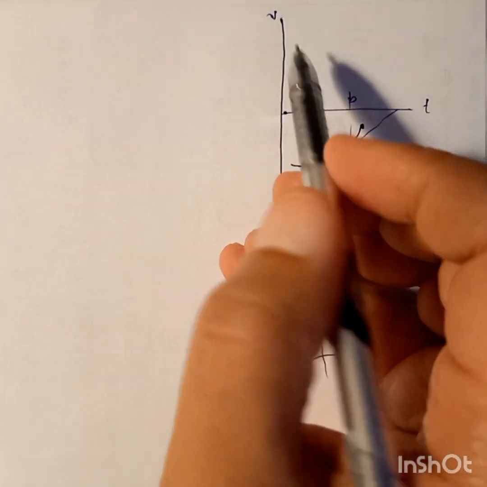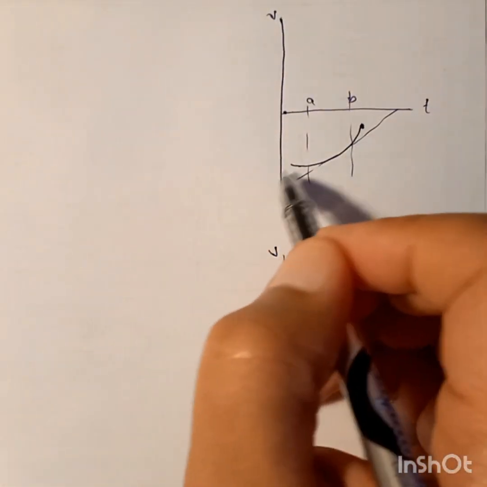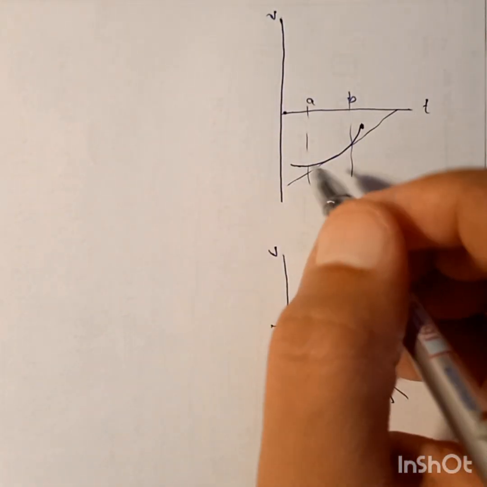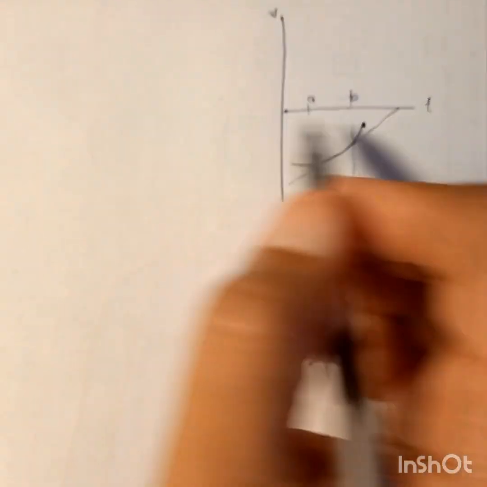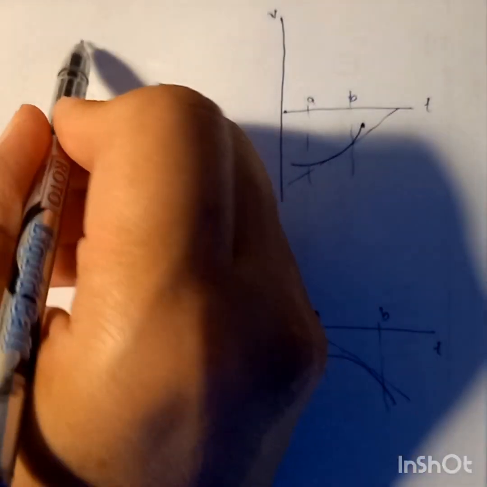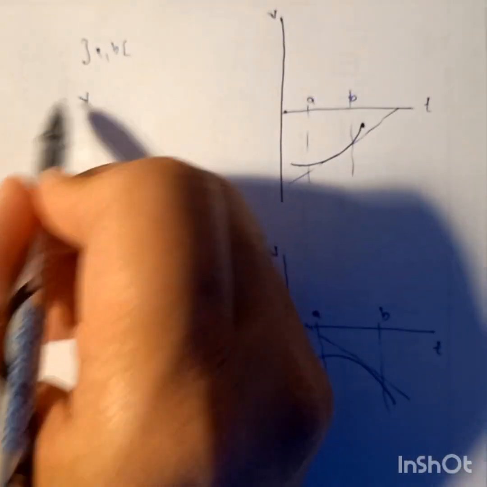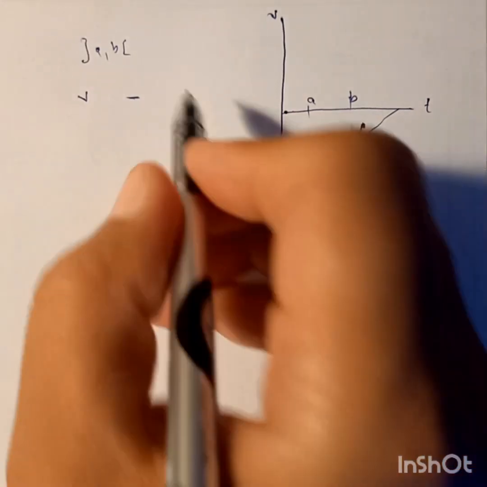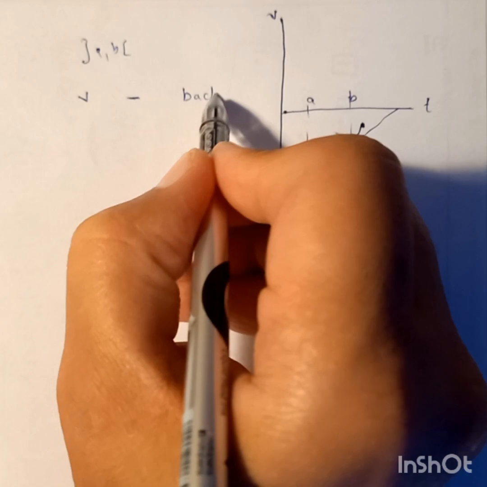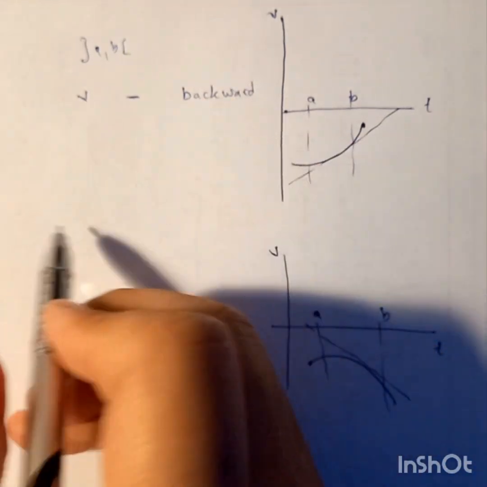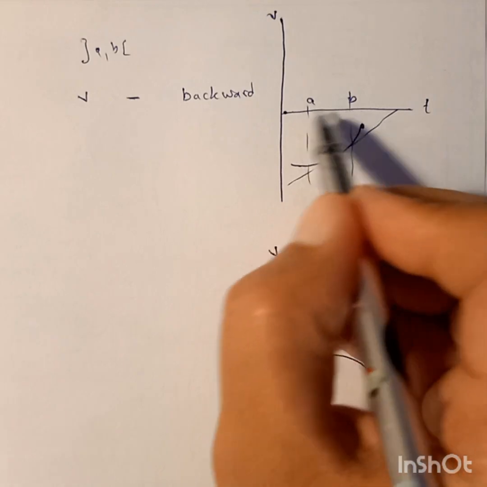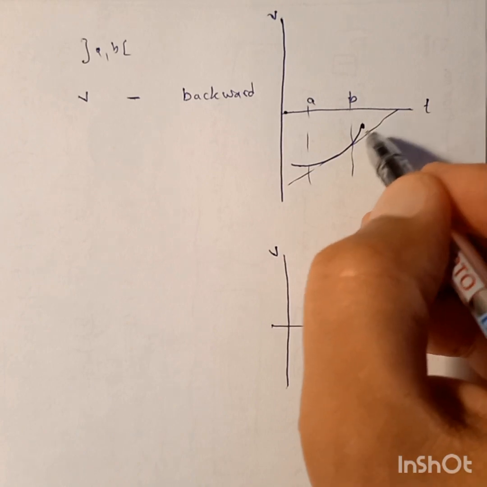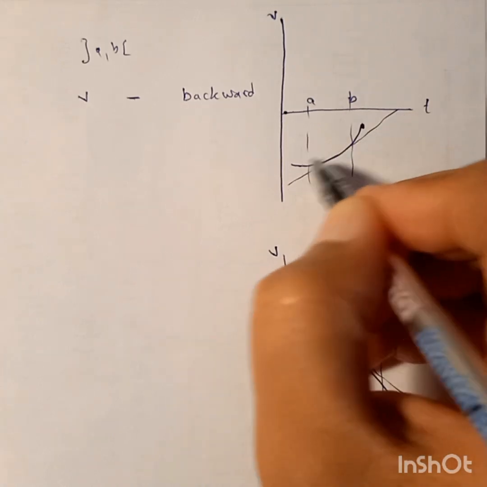Another case: this curve represents the relation between velocity and time for the motion of a body. During time interval a and b, we have to find the type of this motion. During a and b, the sign of velocity is negative as the curve is drawn below the x-axis. Then the motion is in the backward or reverse direction. During time interval a and b, the acceleration of the motion can be represented by the slope of the tangent to this curve during this time interval.